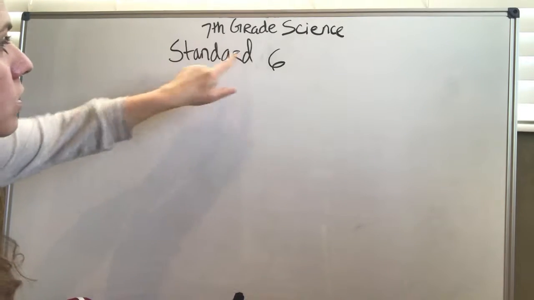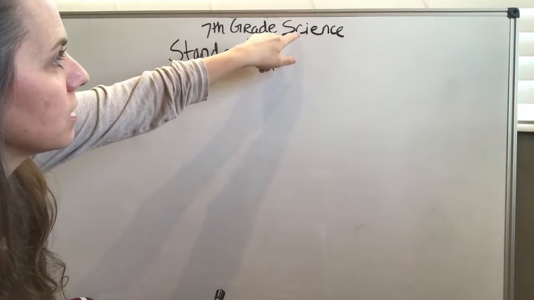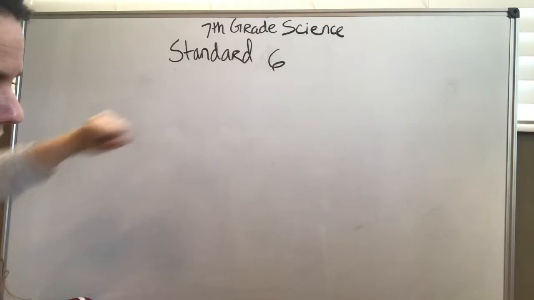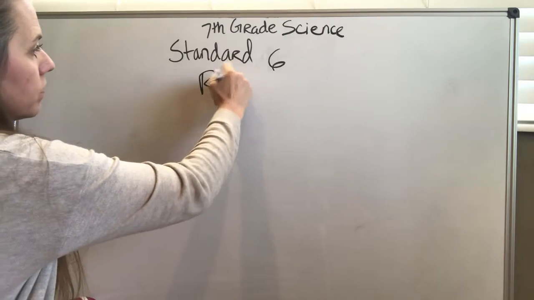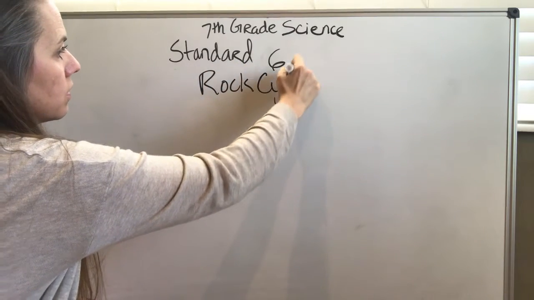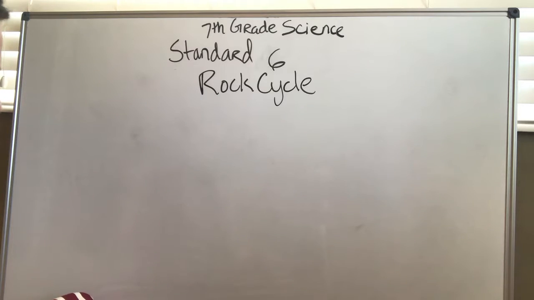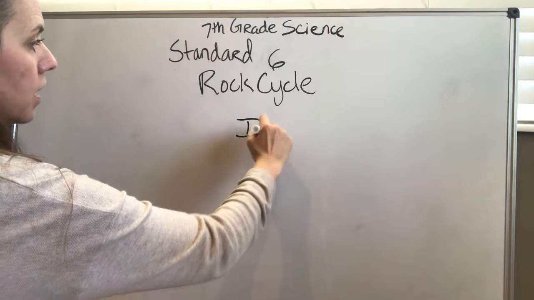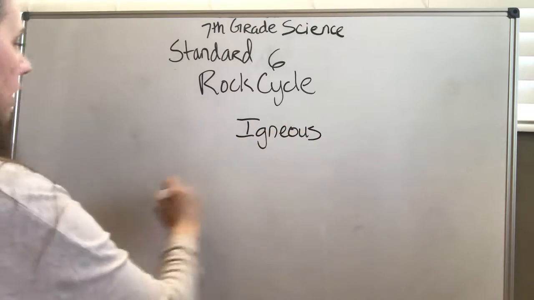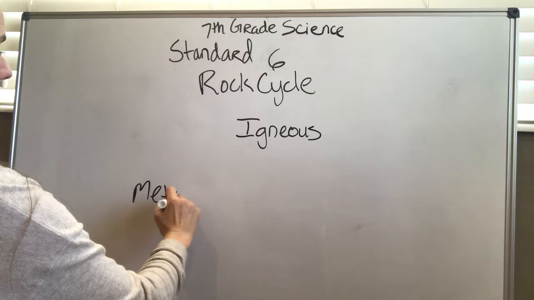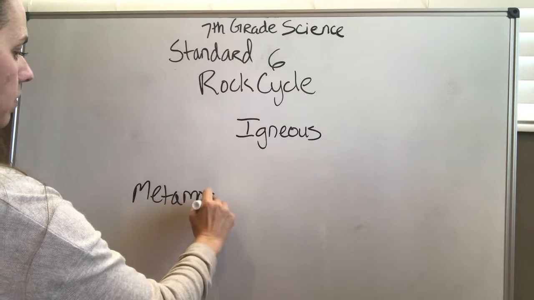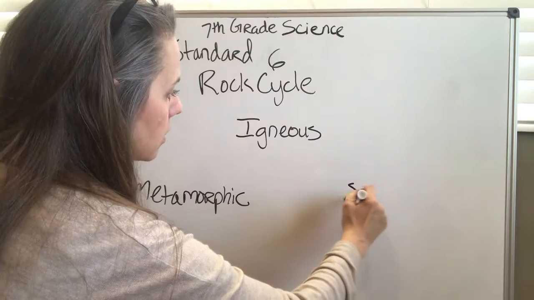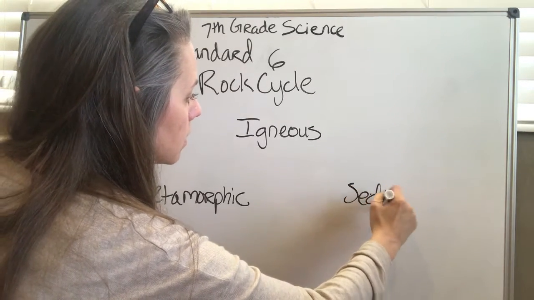Okay, this is standard 6, and I just noticed that I had spelled science wrong, so that's awesome. So standard 6 is our beloved rock cycle. And as you remember, this was super fun. So we started with 3 rock types: igneous, metamorphic, and then the one, sedimentary.